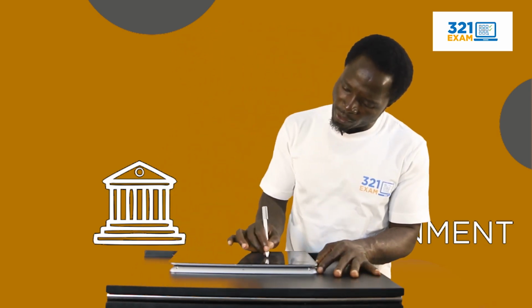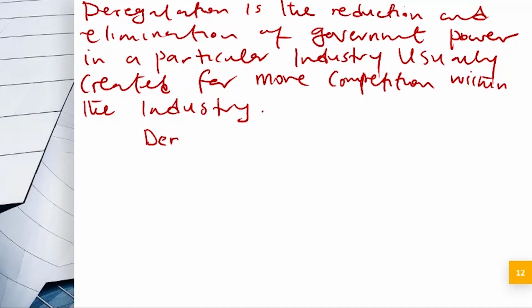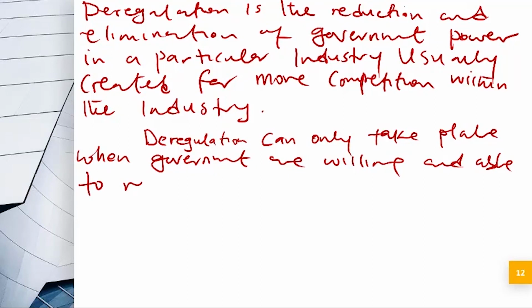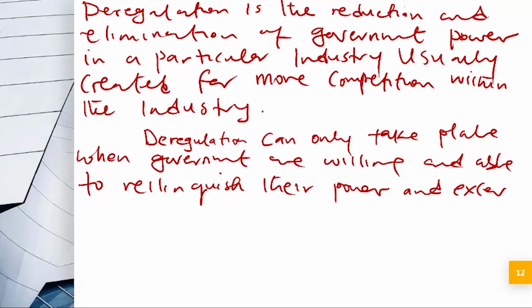Deregulation can come in different ways. It can only take place when governments are willing and able to relinquish their power and exercise little control. So that is what we mean by deregulation, okay?